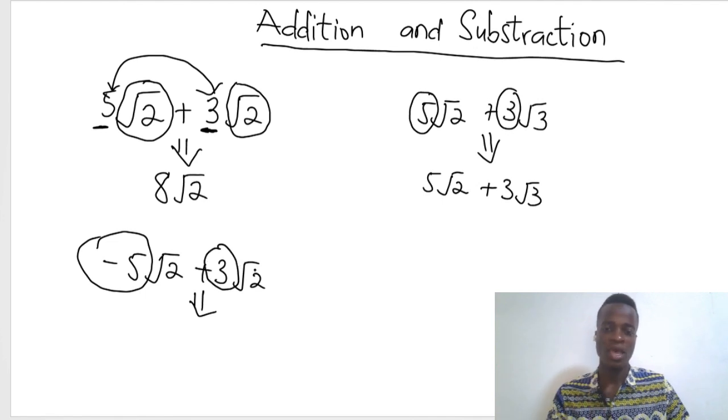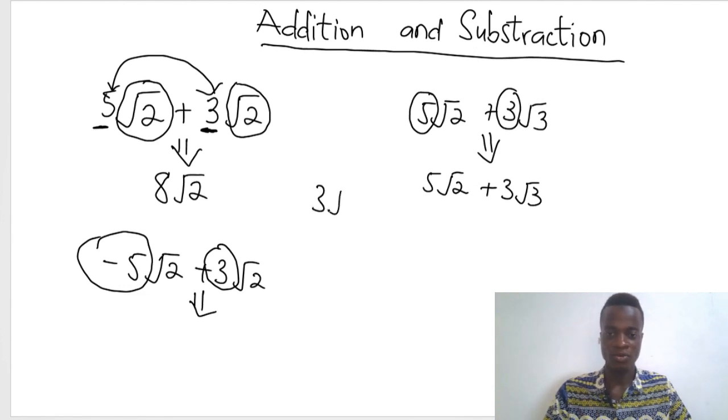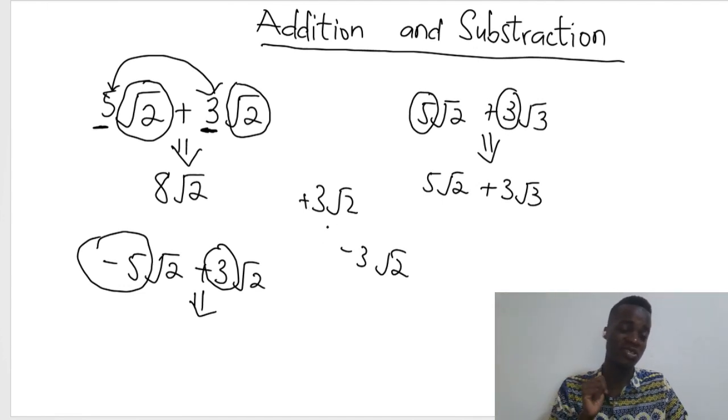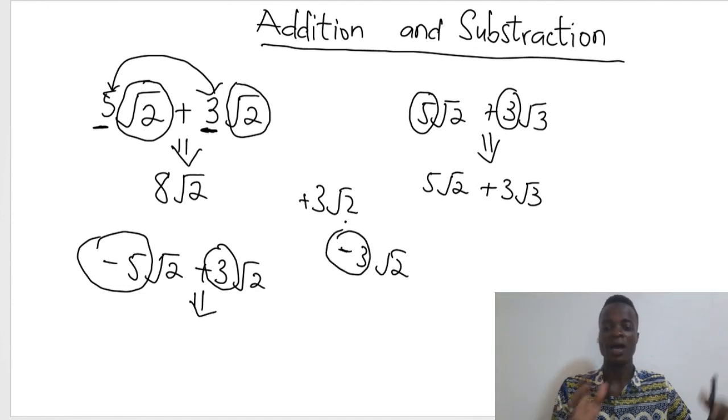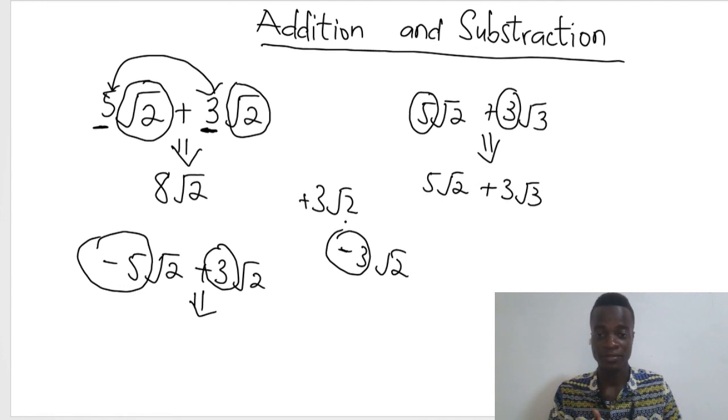Now look at this. If there is a negative sign in front of what is outside, like if you have 3 root 2, and you have negative 3 root 2, basically this one has a positive sign. If it is positive in front of the number outside, we don't actually worry about the sign. But if it is a negative sign in front of it, we carry it along. So what's in front of it is negative 3, not just 3.